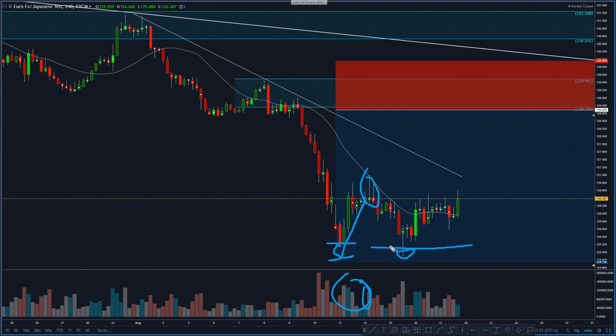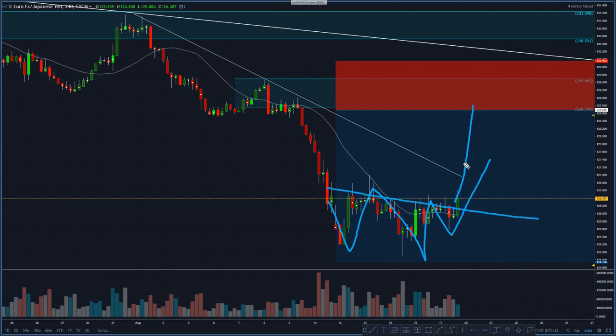Then the spin to clear out these stop losses, and with the volume moving higher as well, another volume pin bar. So you can see, someone could call this a head and shoulders or whatever, and the neckline, boom, and the price goes up. Yes, it could happen, and it will probably happen.